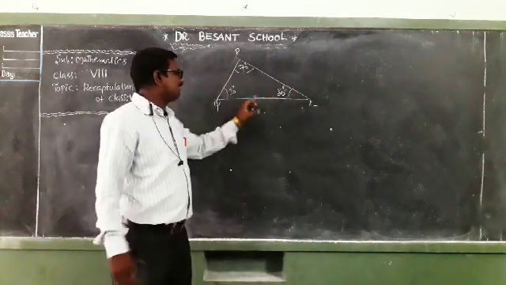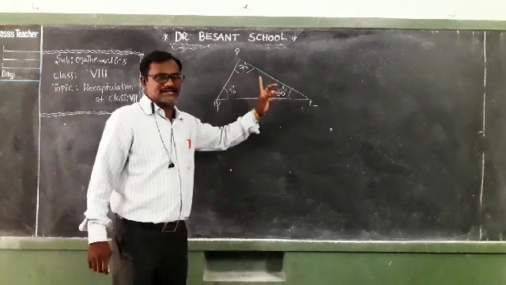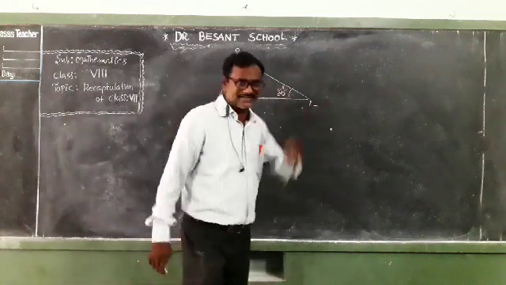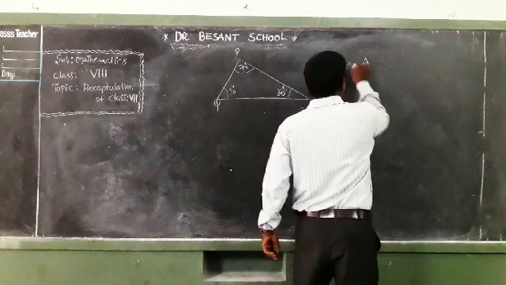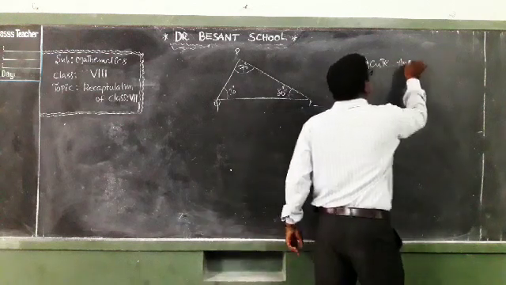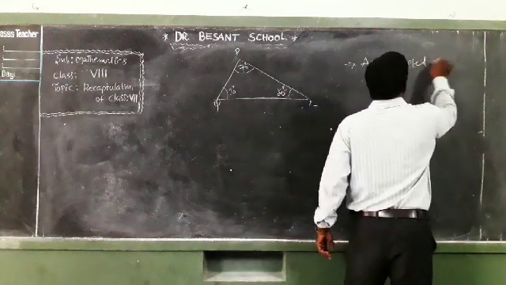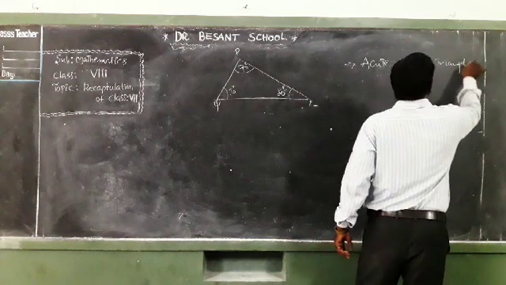So in a triangle, if each and every angle is below 90 degrees, if all three angles are acute angles, such type of triangle is said to be an acute angled triangle. Okay.